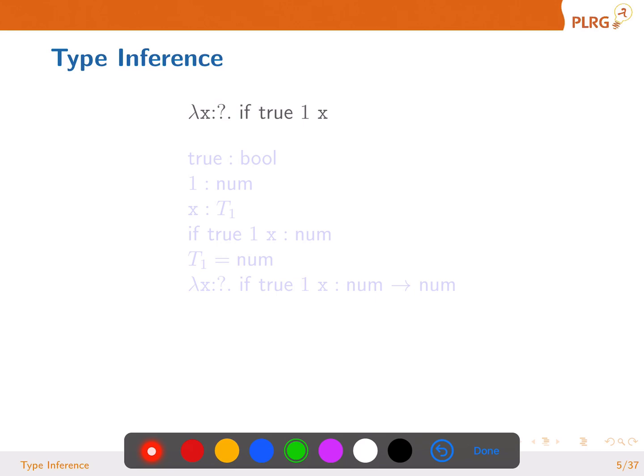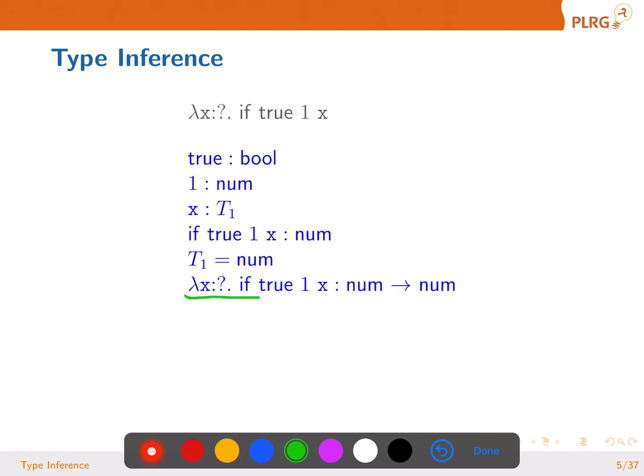Let's see. Again, let's look at the body expression. True is Boolean. 1 is a number. x, we don't know, so let's give it an unknown T1. And what do we know? This if expression, it's not if0, it's if. So the condition should have type Boolean, and the true branch and false branch should have the same type. This is num, so T1 should be, right, what? Num. If the whole expression has num and this is num, then the function expression is again num arrow num. So far so good?